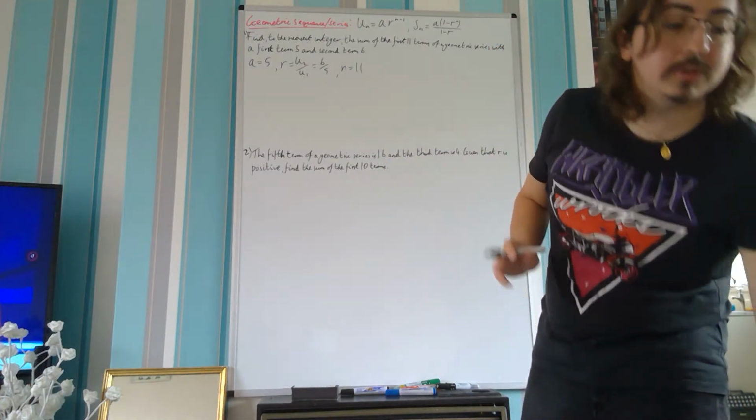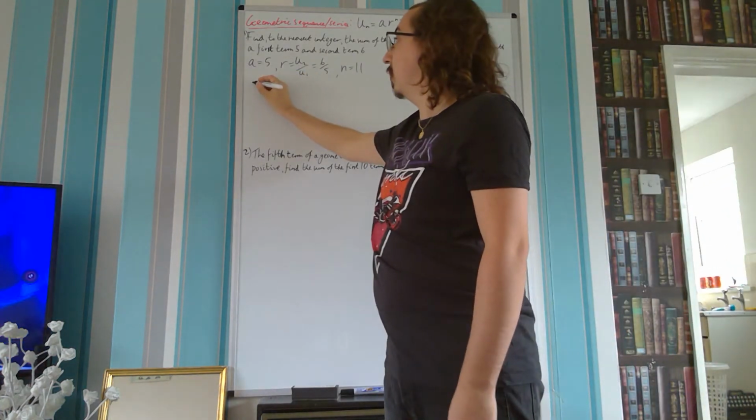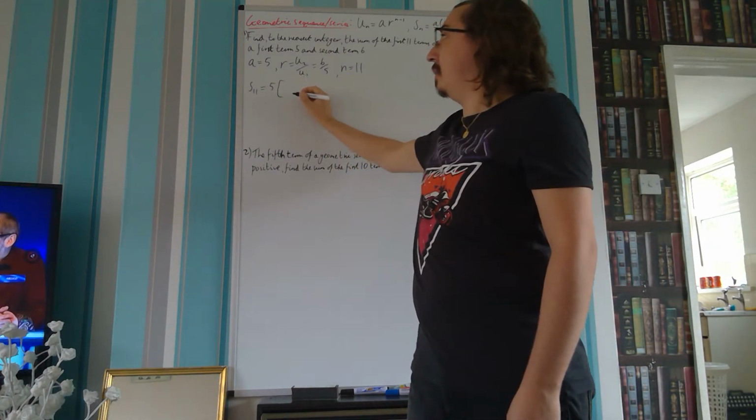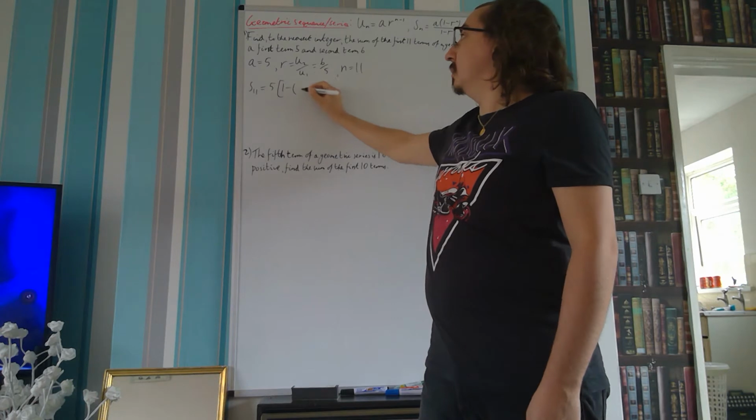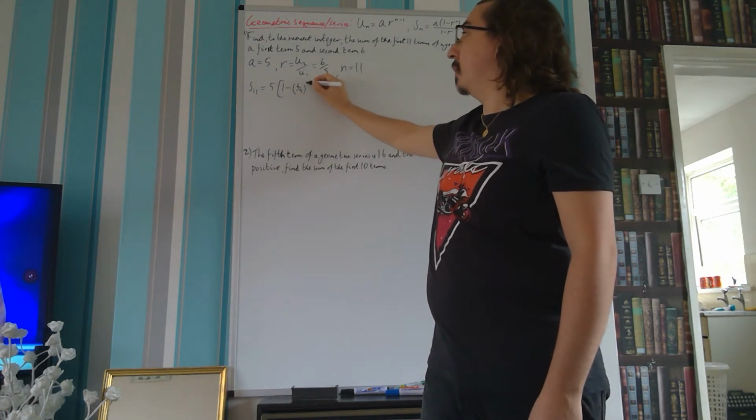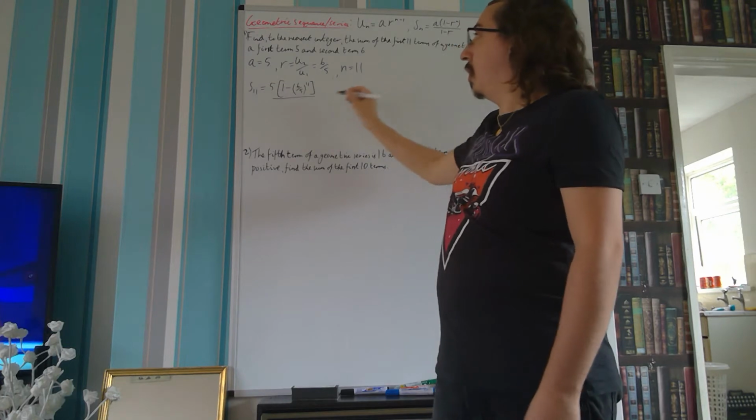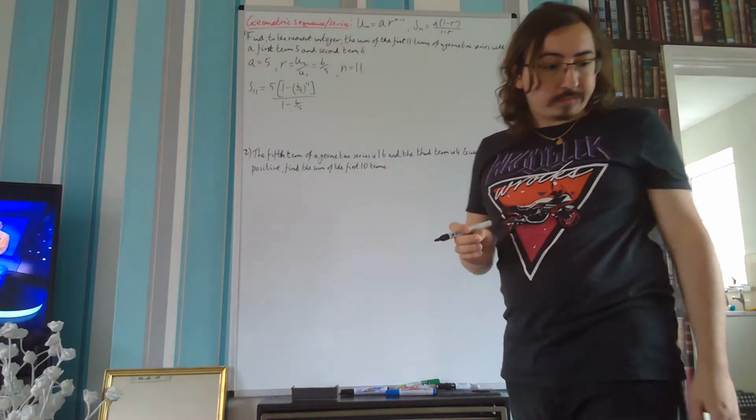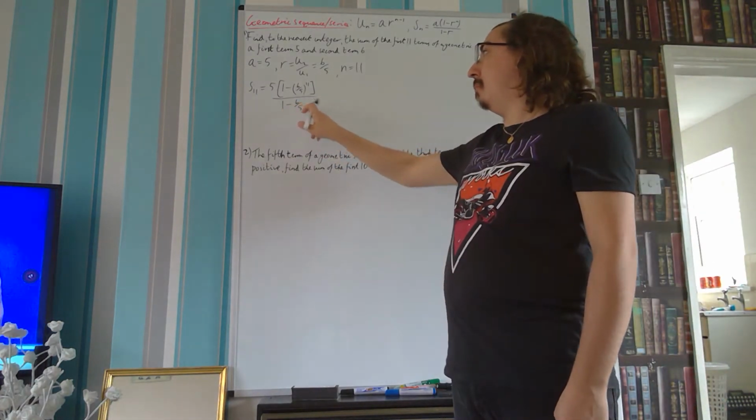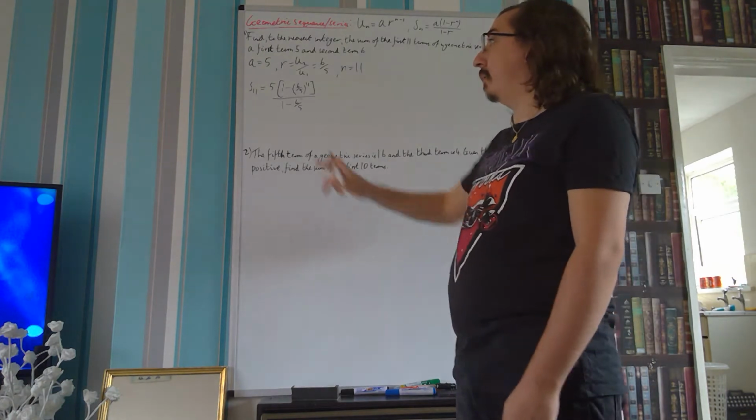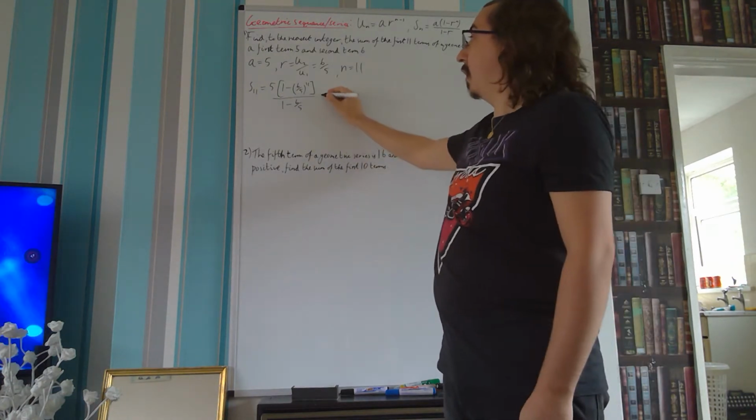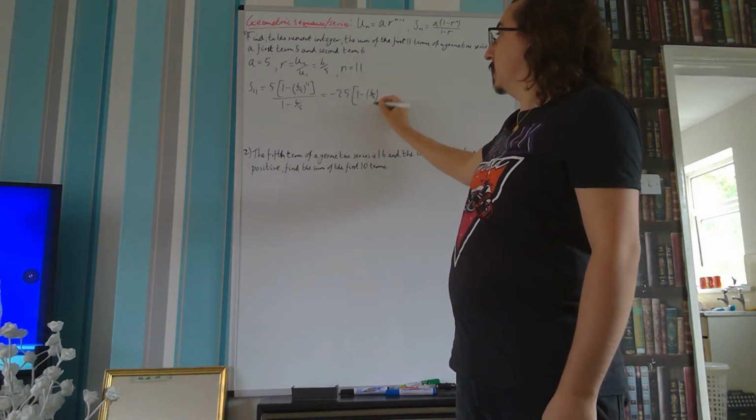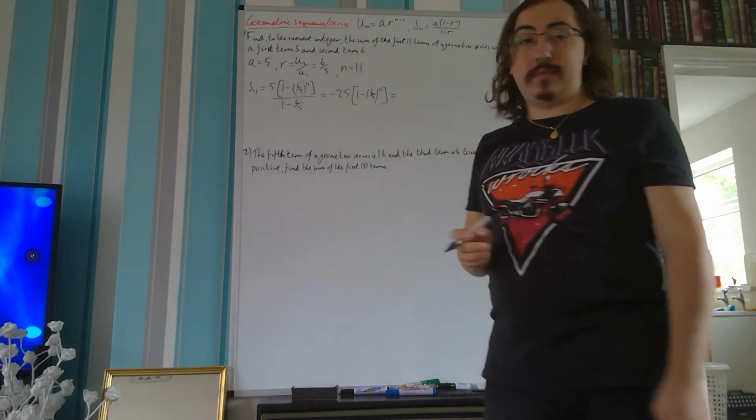Once we have those, we just need to use the summation formula. So our sum of the first 11 terms is equal to our a value, which is 5, times 1 minus r, which is 6/5 to the power of 11, all over 1 minus 6/5. Now we can simplify this a little bit. 1 minus 6/5 is minus 1/5. 5 divided by minus 1/5 becomes minus 25 times 1 minus 6/5 to the 11.